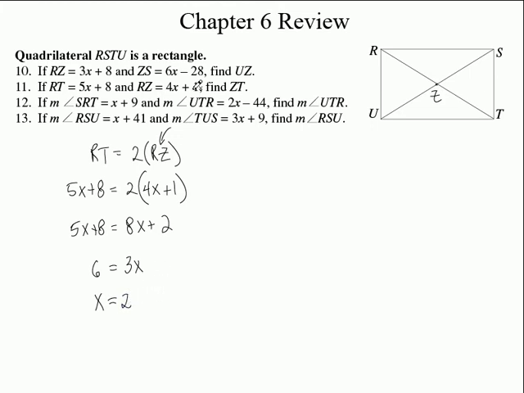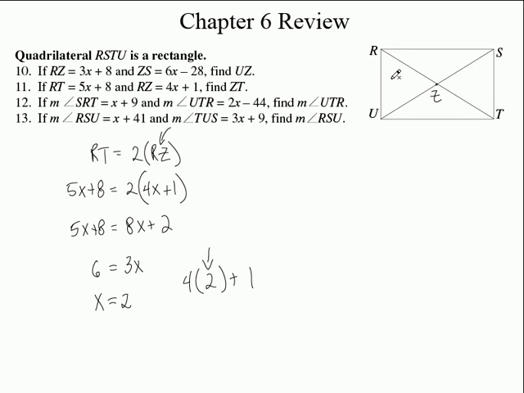Now that's not what the answer is, because we have to find what ZT is. Remember, we're finding this or this. Let's look for RZ. Remember what RZ was? It was 4x plus 1, so let's put that into that. So 4x plus 1. I'm going to take that x, and I'm going to put it in right here. So that's 8 plus 1, which is 9.